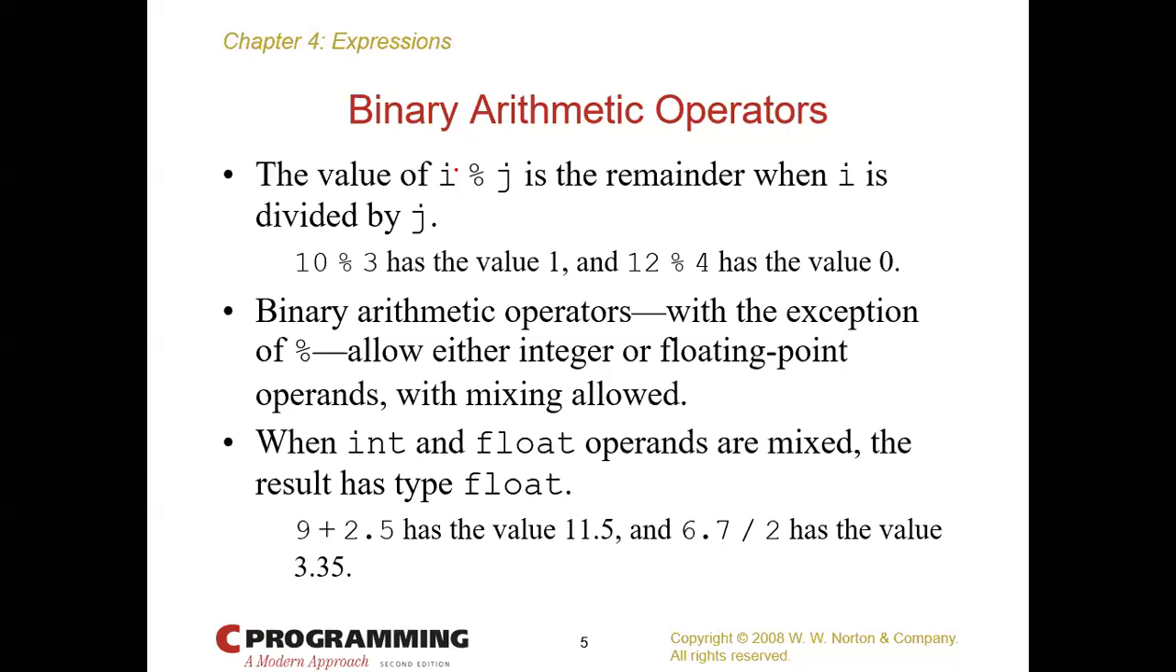Binary arithmetic operators, with the exception of the remainder operator, allow either integers or floating point operands with mixing allowed. Okay, what this means is that integer or floating points are allowed. When int and float operands are mixed, the result has type float.